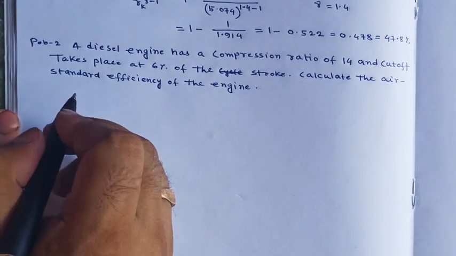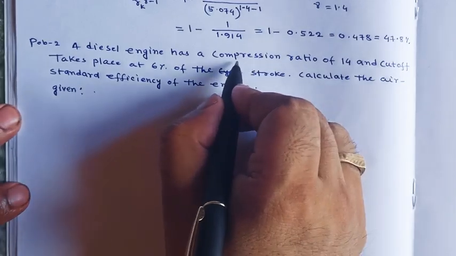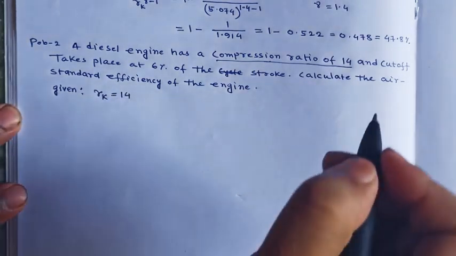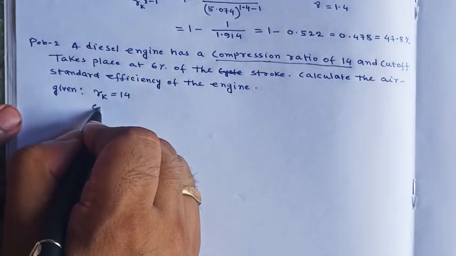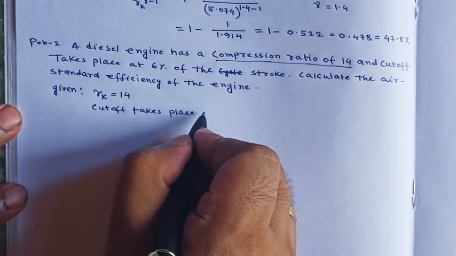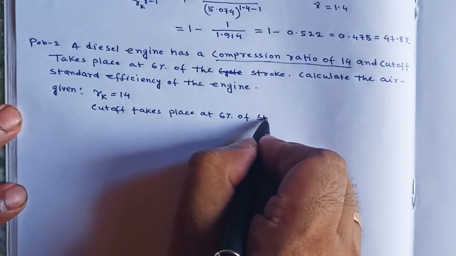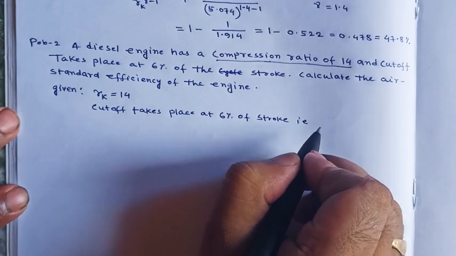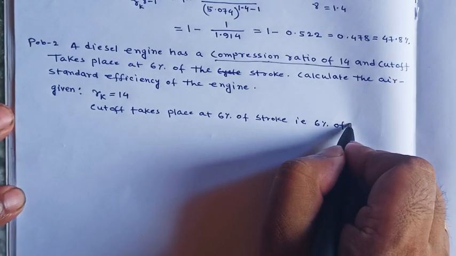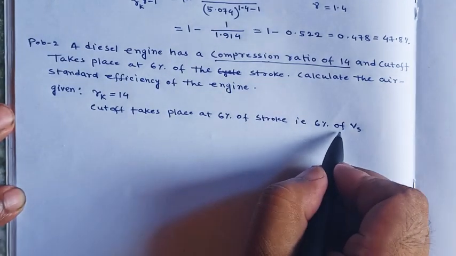Now, given data: the compression ratio Rk is given, that is 14, and cutoff takes place at 6% of the stroke, that is 6% of swept volume.